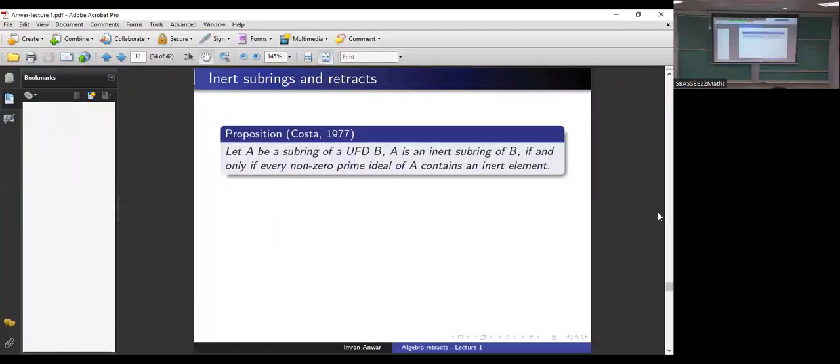As for an inert element, this is the one. When you are saying that a member x of the subring A is an inert element, it means that you are considering all possibilities of a and b which give you x. I hope this is clear. Is this clear, or are you confused? Okay, yeah.